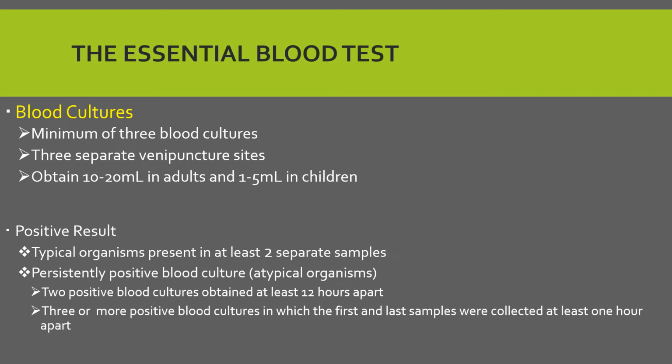And we say positive blood culture if there is a typical organism present in at least 2 separate samples, or if there is a persistently positive blood culture with atypical organisms in 2 positive blood cultures obtained at least 12 hours apart, or 3 or more positive blood cultures in which the first and the last sample were collected at least 1 hour apart.